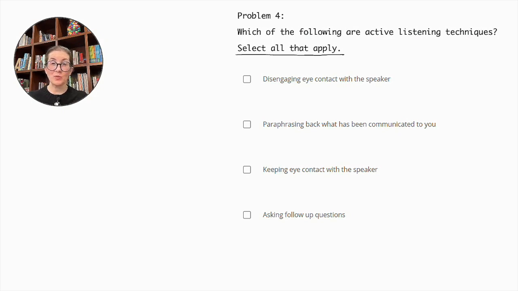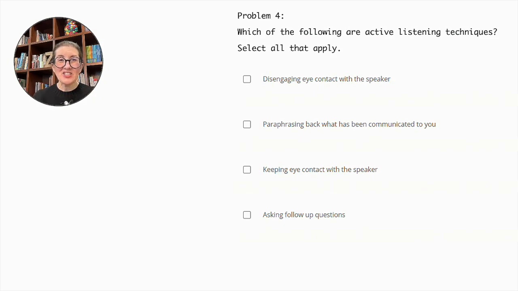Disengaging eye contact with the speaker, paraphrasing back what has been communicated to you, keeping eye contact with the speaker, and/or asking follow-up questions. Disengaging eye contact with the speaker is not an active listening technique because it can signal disinterest or distraction, making the speaker feel unheard. So that is not correct. Active listening involves fully engaging with the speaker.